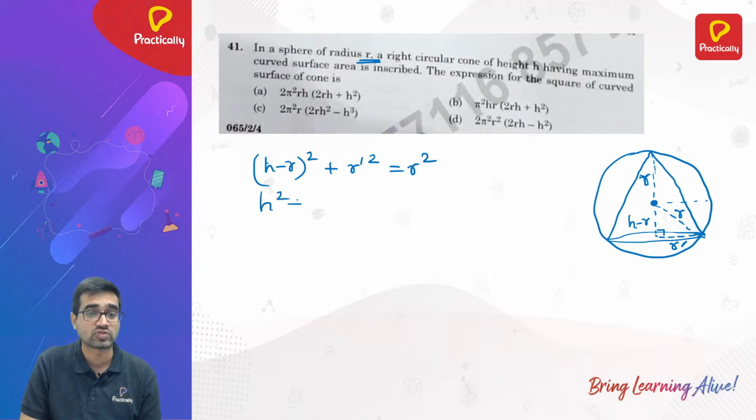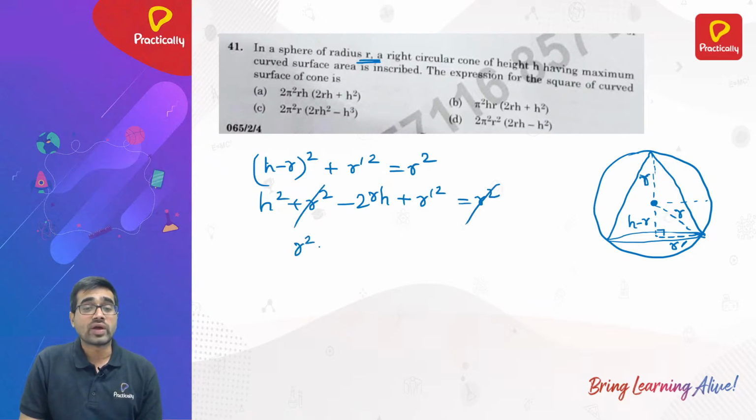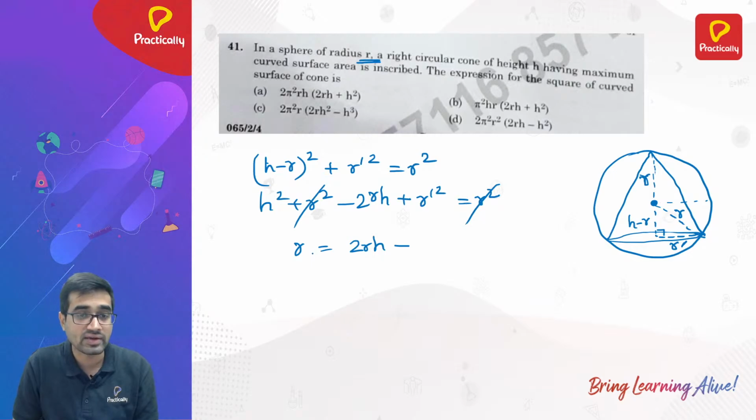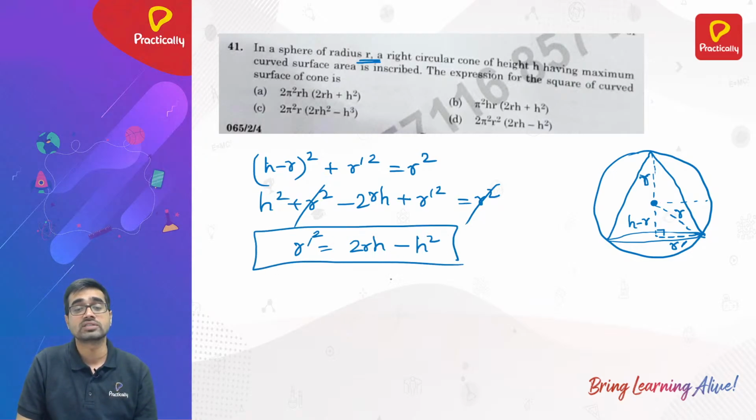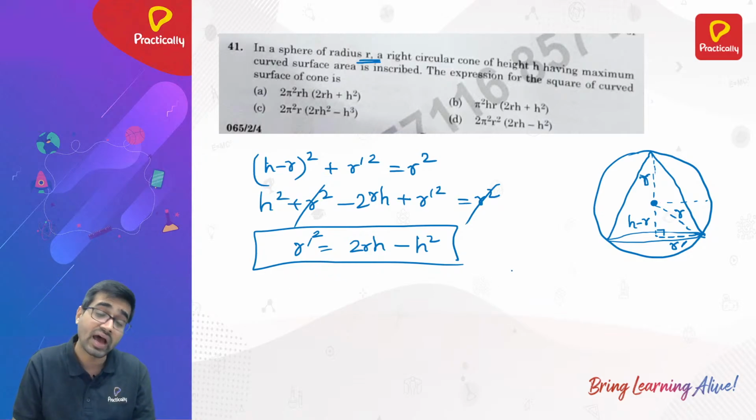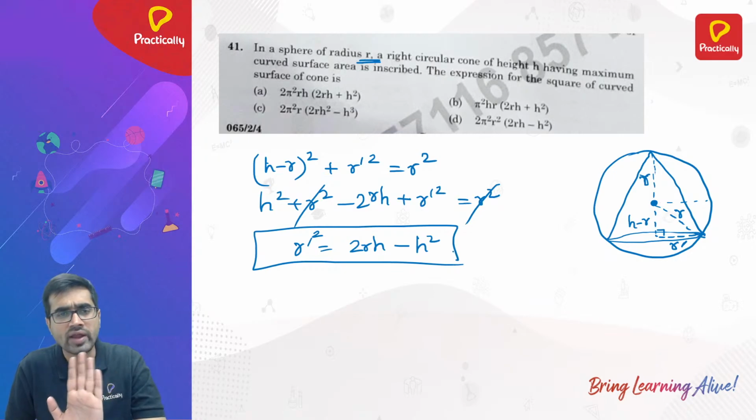You are getting a relation: (h minus r) whole square plus r dash square is equal to r square. Let's simplify. h square plus r square minus 2rh plus r dash square is equal to r square, r square is gone. So r dash square is nothing but 2rh minus h square. I'm so sorry for the slip. You got this much. At least r dash has come. Now, don't square root it. Wait. Do you see any square root in the options?